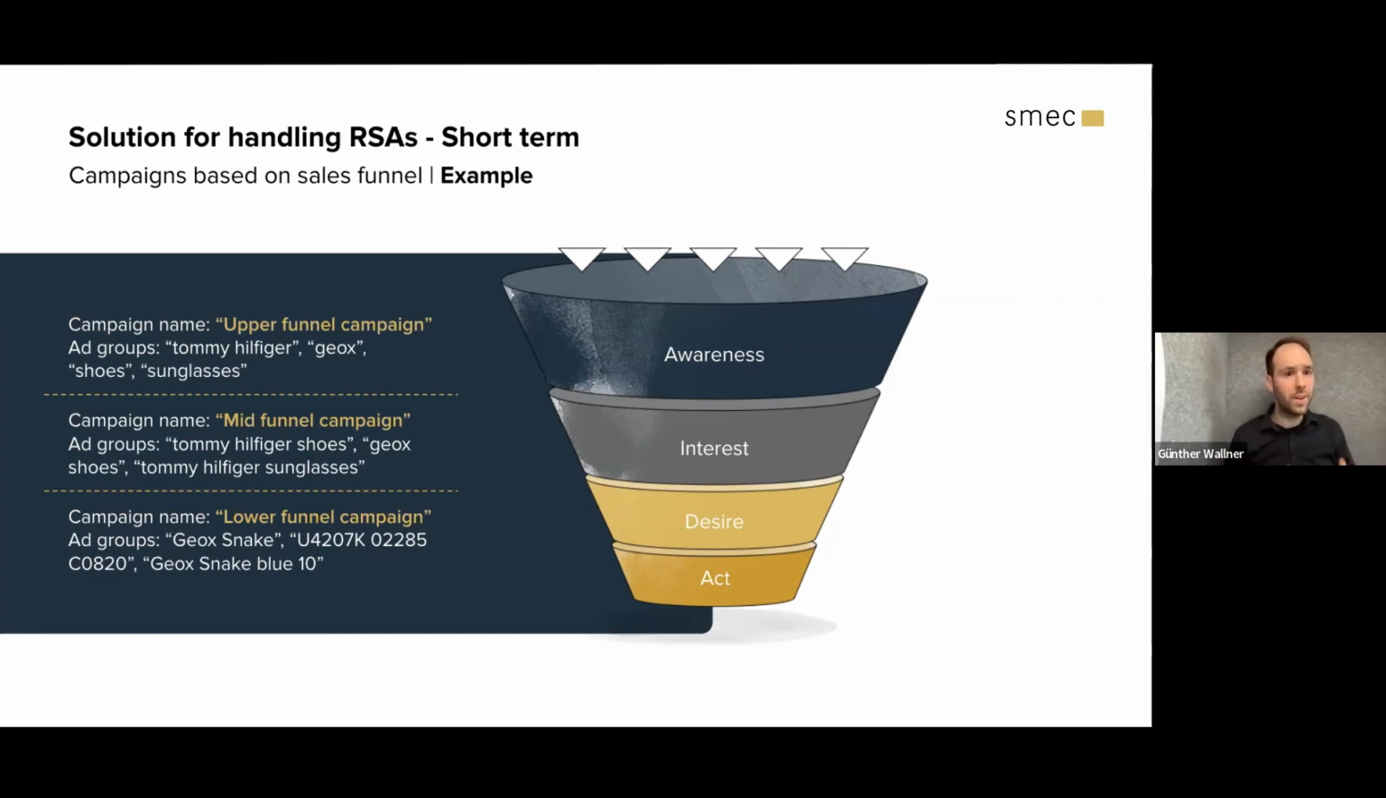You have one upper funnel campaign. It includes ad groups like Tommy Hilfiger, Georgs, shoes and sunglasses, all included in one upper funnel campaign. For the mid funnel campaign, think about those category and brand combinations, category and manufacturer combinations. And on the lower funnel campaign, think about product lines, think about cheat-ins, think about ambience, think about products if you really have strong products where you know it's worthwhile advertising.